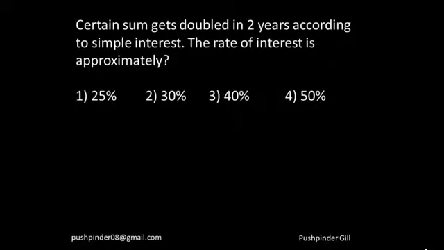Okay. A certain sum gets doubled in 2 years according to simple interest. The rate of interest is? So it gets doubled, so I know R into T is 100. If R into T is 100 and T is 2 years, that means R is 50%. You see how easily we are able to solve these questions now. You don't need any other formula. If money doubles, R into T is 100. In 2 years, that means the rate is 50%.